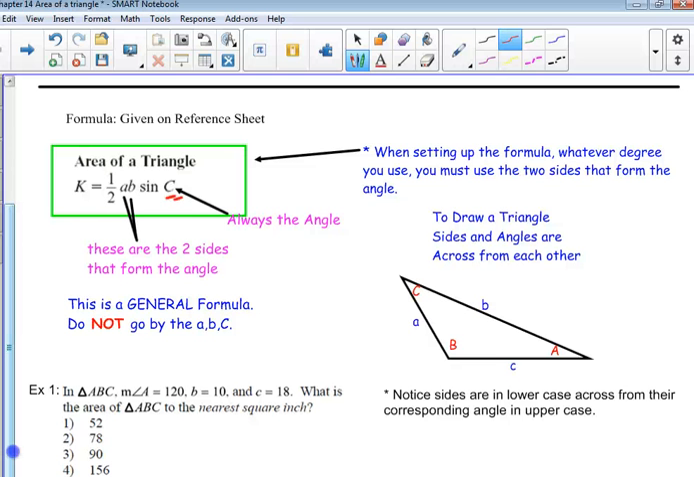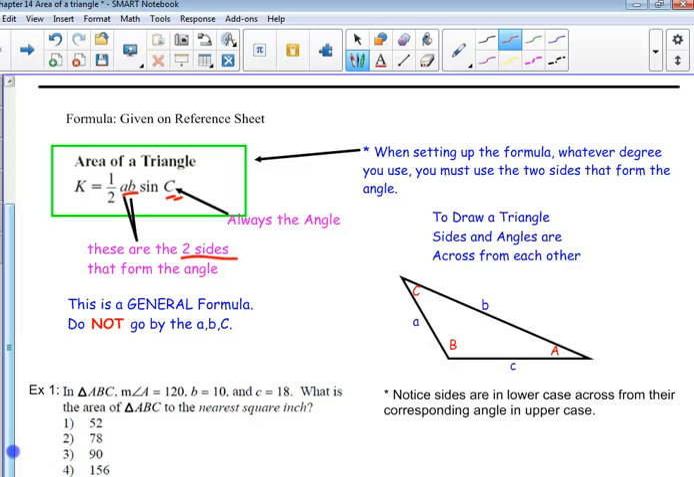So C is always going to be the angle. Whatever is next to the sine is always the angle. The A and the B are just going to be the two sides that form the angle. We are not going to go by what the A, B, and C is in the triangle, because we could have a triangle that's called DEF as a name. So we want to pay attention more to the position, not what the letter is.